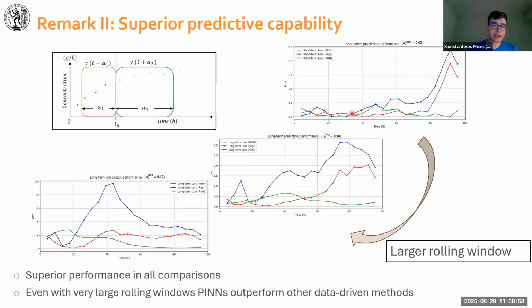engineering. A second remark, of course, is the PINNs' ability to provide superior predictive capabilities compared to other traditional data-driven models. Even as the prediction horizon or rolling window increases, PINNs outperform other data-driven methods, sometimes by 2 or 3 orders of magnitude.